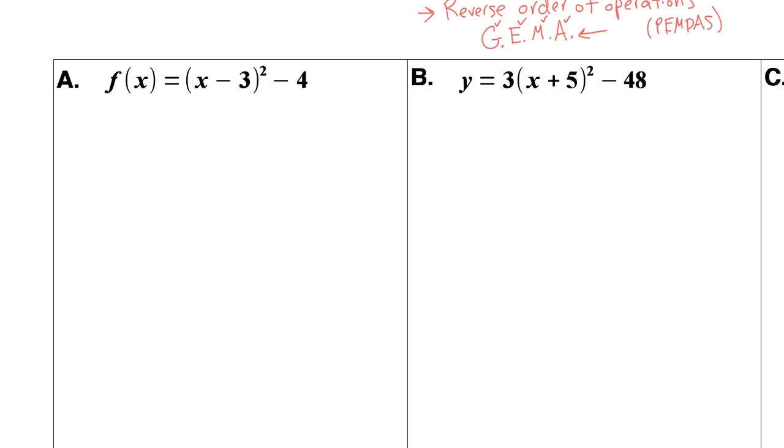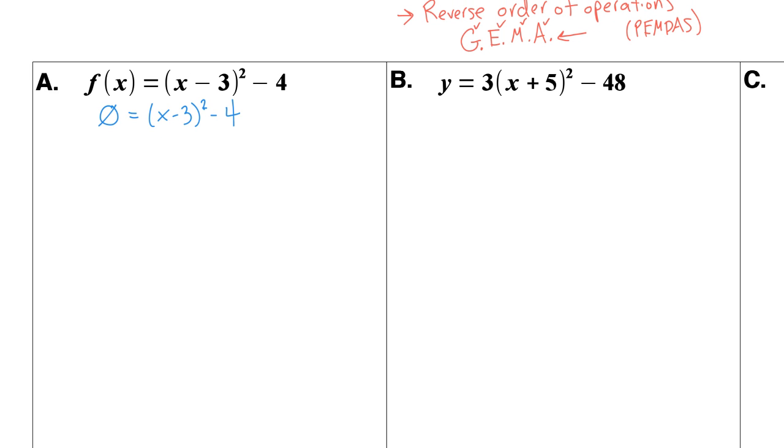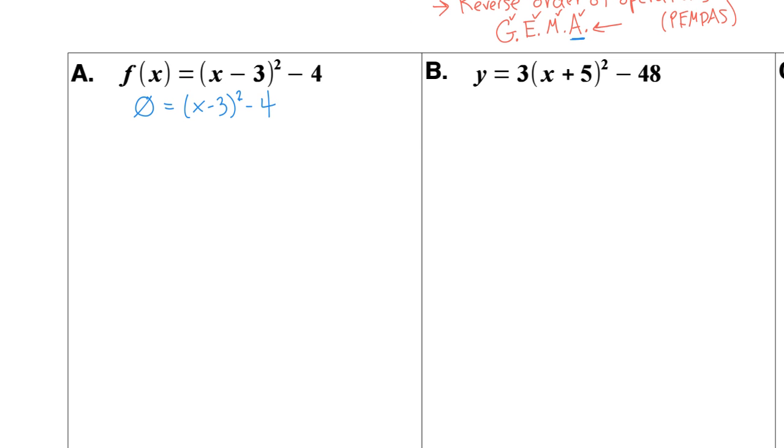So let's look at A and see what's going on here. That was the first thing we said we were going to do: set this equal to 0, because we're trying to find where y equals 0. Now, from there, I'm going to go in reverse order of operations. So the first thing is any addition and subtraction. We're going to undo that. So back over here, I'm going to add 4 to both sides, because I'm trying to get x by itself. I get 4 over here, and I have (x minus 3) squared over here.